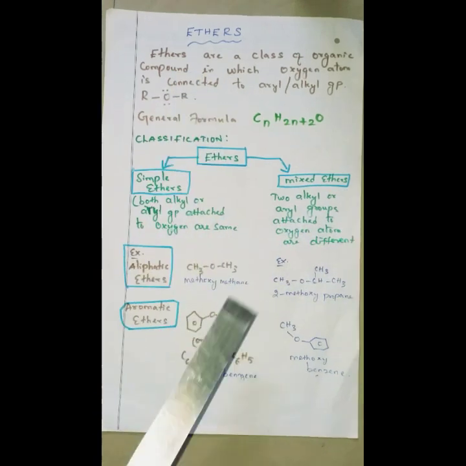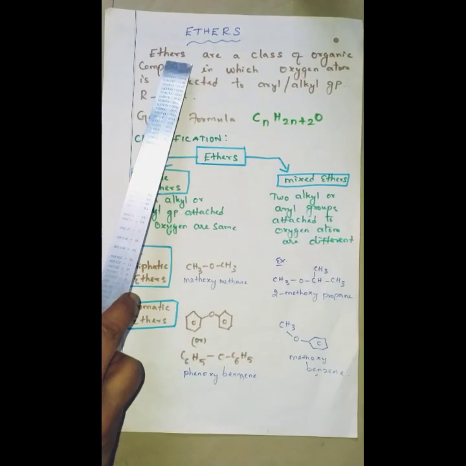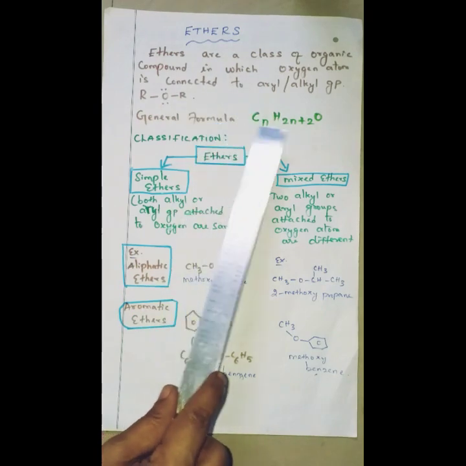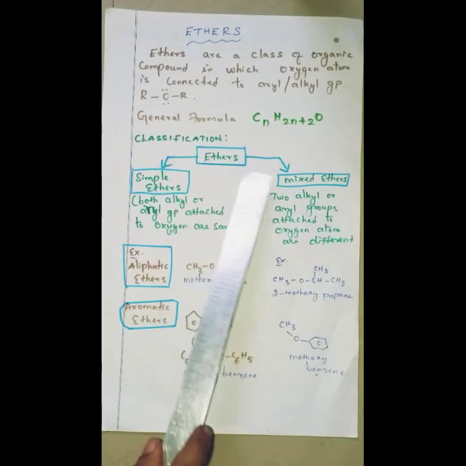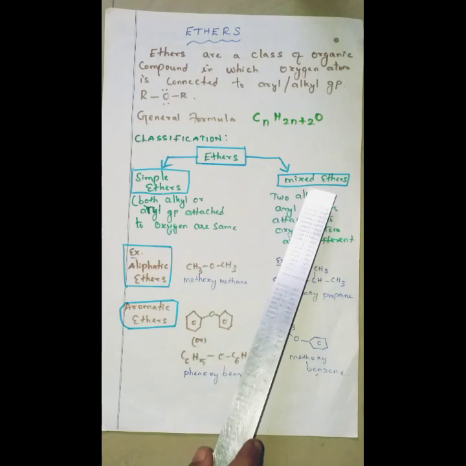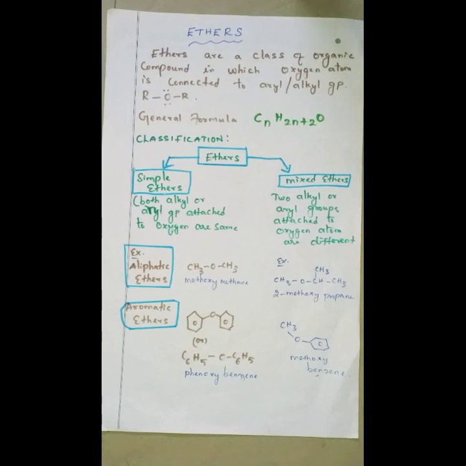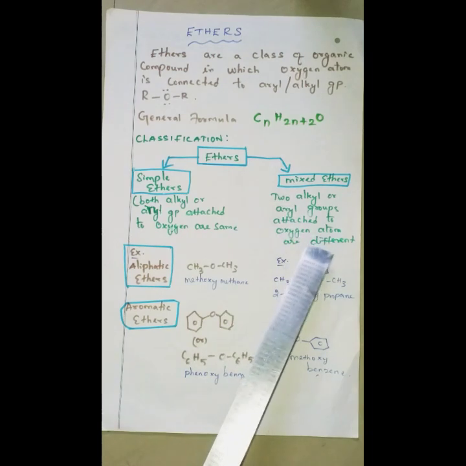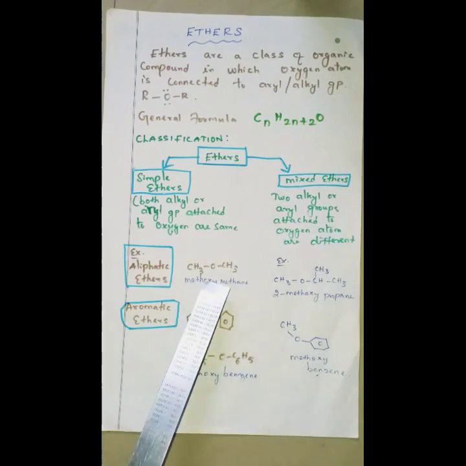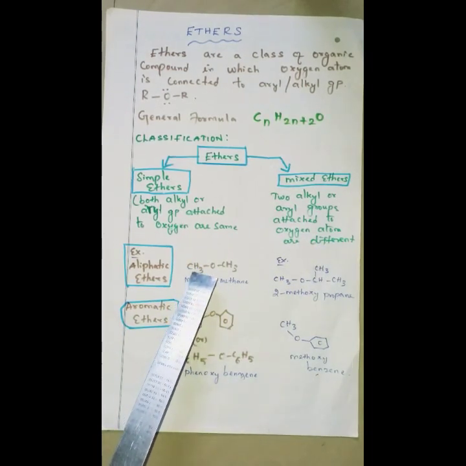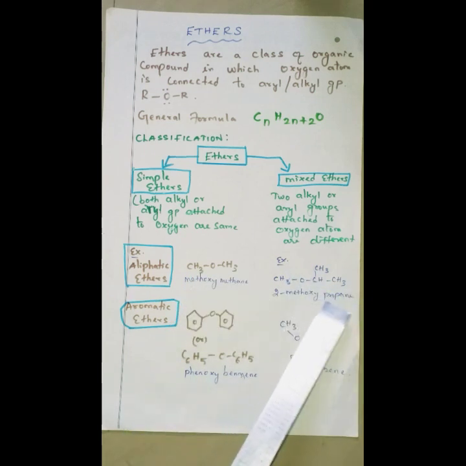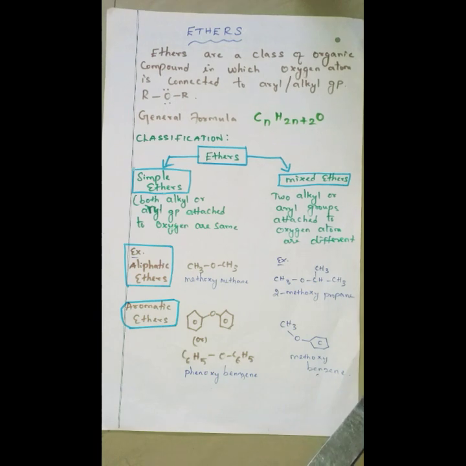So in this page we saw what ethers are, what the general formula is, and what the classification of ethers is, that is simple ether and mixed ether. Simple ether means on the oxygen atom both the sides have similar groups. Mixed ether means the groups attached to the oxygen atom are different. Examples: methoxymethane and phenoxybenzene are simple ethers. 2-methoxypropane and methoxybenzene are mixed ethers. So next we will see about the nomenclature.